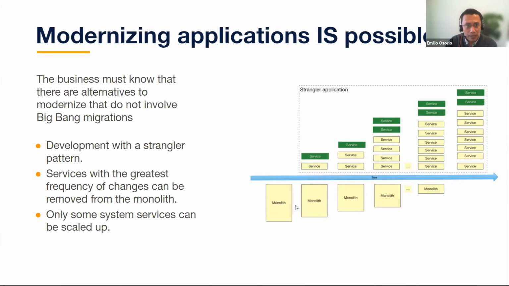So make the business know that if you are right now trapped in an old, legacy technology, there is a way out, and it's doing it slice by slice. That's the strangler pattern in essence.